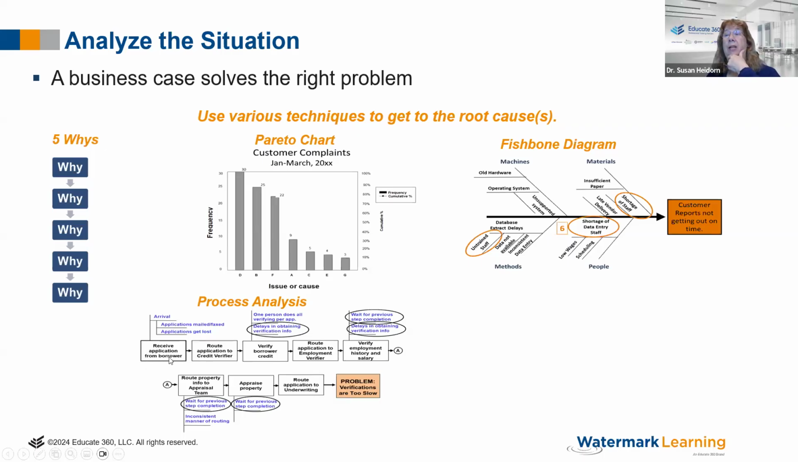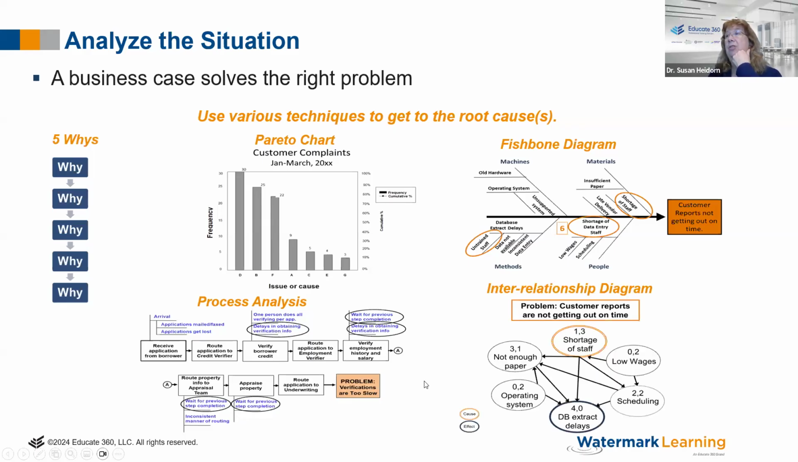So receiving application, oh, it's the arrival. Application is mailed. Ooh, that's snail mail. Application gets lost in the mail. That's not very good either. Verify borrower credit. One person does all the verifying. Well, maybe we need to get another person on there, depending on how many loans we have. But so you're looking at the processes and still trying to find issues.